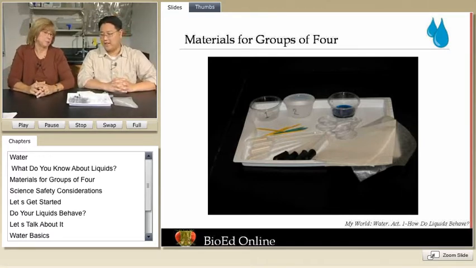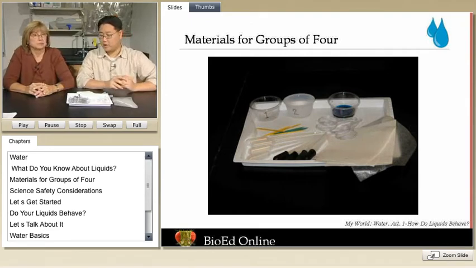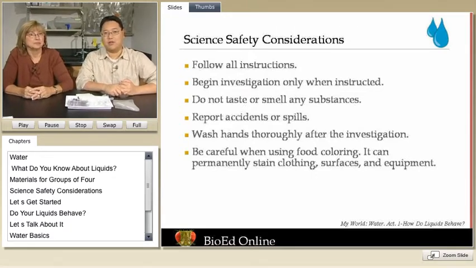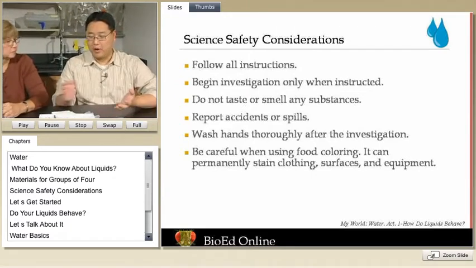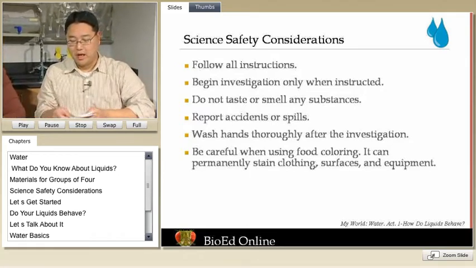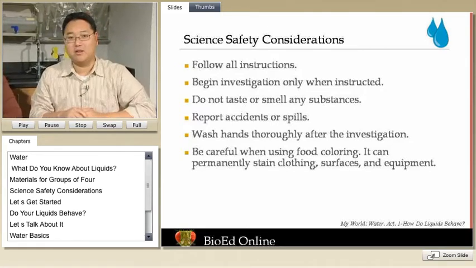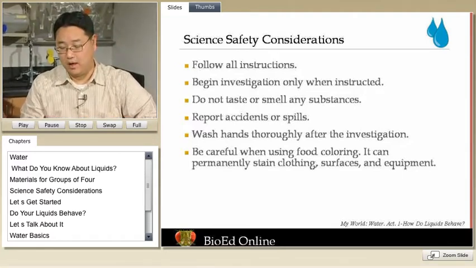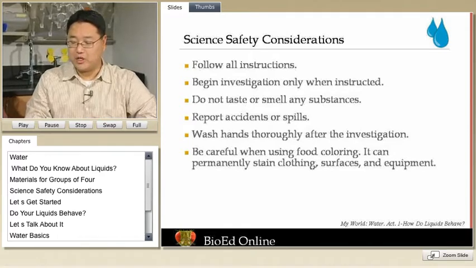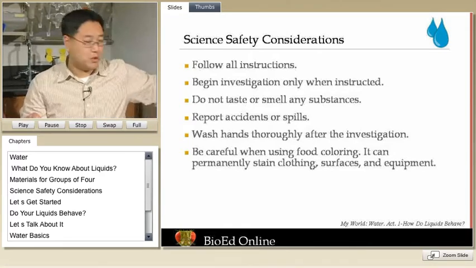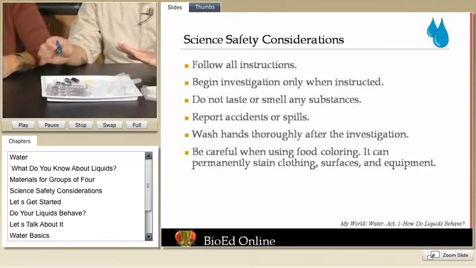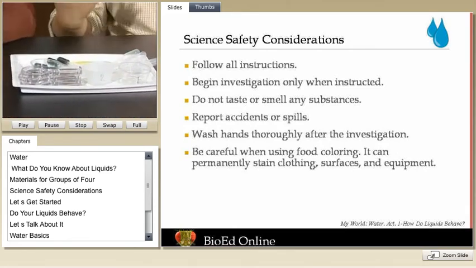Well, not quite. Anytime we do an investigation or experiment, we always want to take into consideration safety. Always follow the district guidelines, first and foremost. But with this particular activity, we want to make sure that students do not eat or taste or smell any of the liquids and solids that we have on our table. We also want to make sure that since we're dealing with food coloring, students are aware of staining the equipment, the surface, or their hands and clothes.